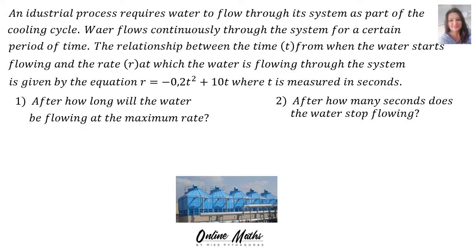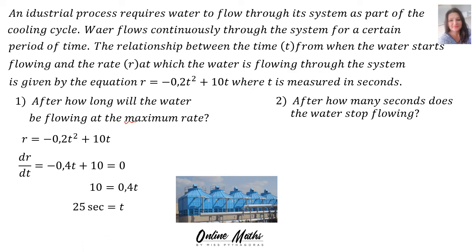Number 1. After how long will the water be flowing at the maximum rate? So what can you hear? Maximum, minimum, derivative equals 0. So there's your equation. dr over dt, we find the derivative minus 0,4t plus 10 is 0, and we solve t. 10 is 0,4t, divide away the 0,4, therefore at 25 seconds.